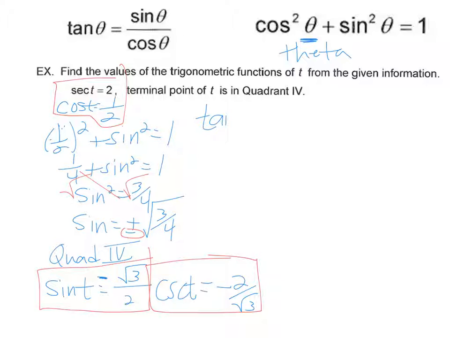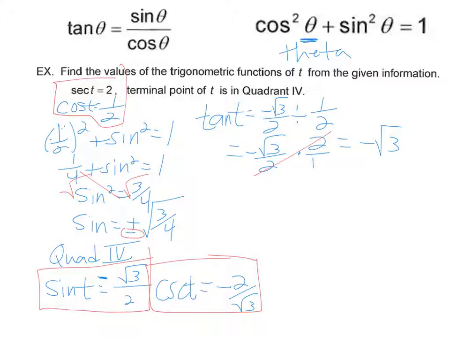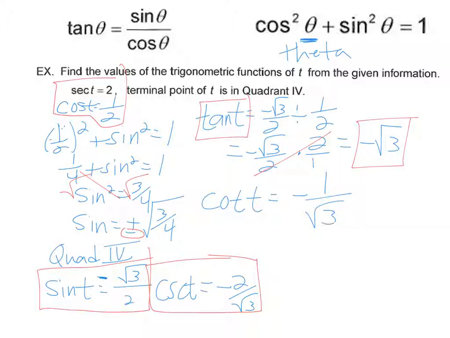So tangent would be the sine, which is negative square root of 3 over 2, divided by the cosine, which is 1/2. Remember, when you divide fractions, you flip and multiply, so it would be negative square root of 3 over 2 times 2 over 1. 2's cancel. The tangent is negative square root of 3. So now we have the tangent, and the cotangent is the tangent flipped over. So the cotangent of t would be negative 1 over the square root of 3.